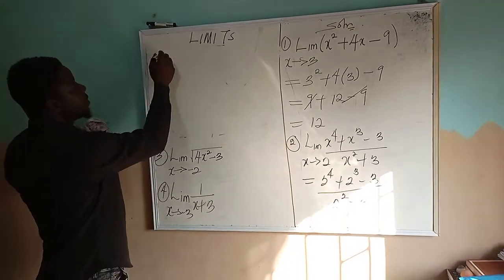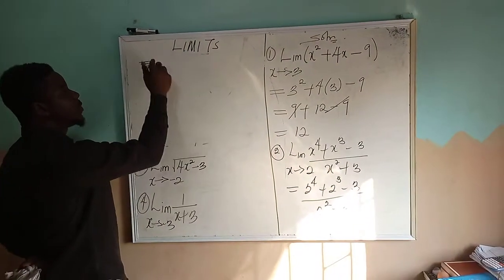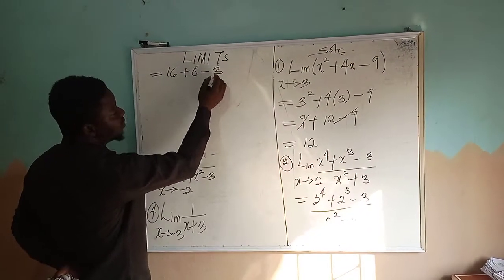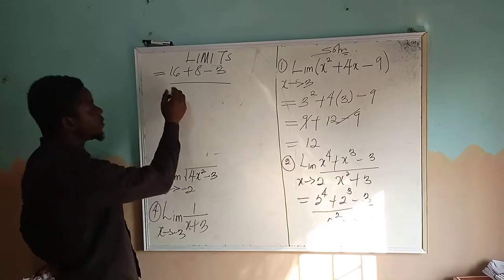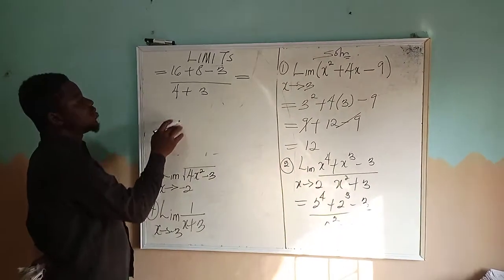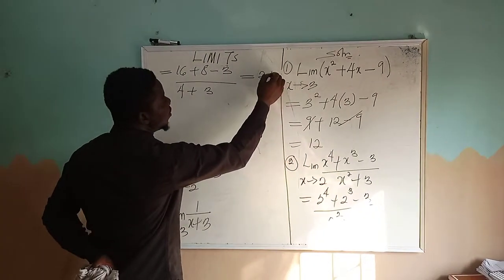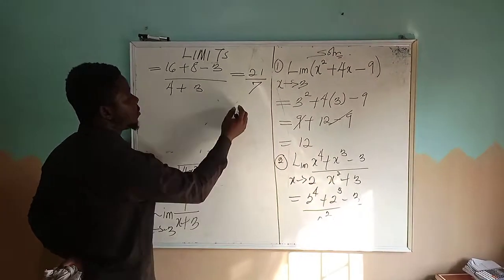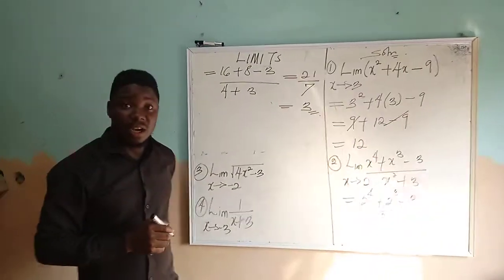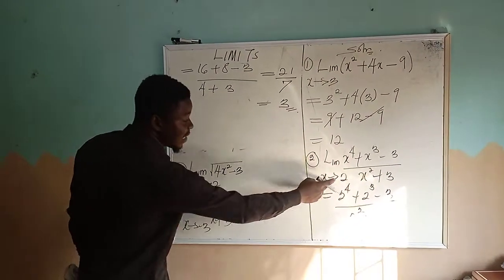Evaluating further, that gives us 2 to the power 4, of course, means 2 in 4 places by multiplication, that gives us 16. Then plus 2 to the power 3 gives you 8, minus 3. Then divided by 2 squared gives us 4, and then plus 3. And then when you evaluate this properly, 16 plus 8 will give you 24. 24 minus 3, you have 21, divided by 7. And of course, 21 divided by 7 gives us 3. So 3 becomes the limiting value of the given function as x tends to 2.